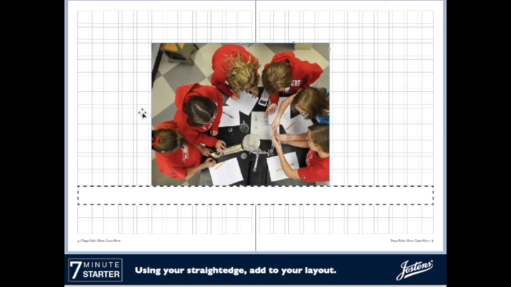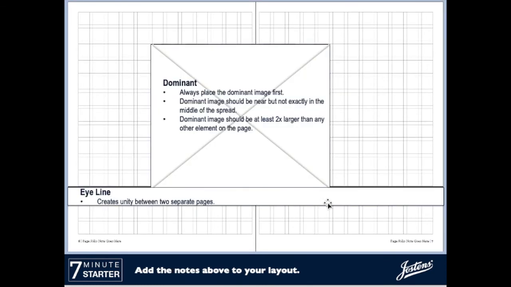Next, you'll want to make sure that you have an eye line. Now, for this particular page, we're putting our eye line under the dominant image because that's where we have more space. And what the eye line does is it creates unity between the two separate pages. So it shows that those two pages go together, and it allows your eye to read those two pages together. This eye line has 2 rows. Your eye line does not necessarily have to have 2 rows worth of space. It can be smaller than that.